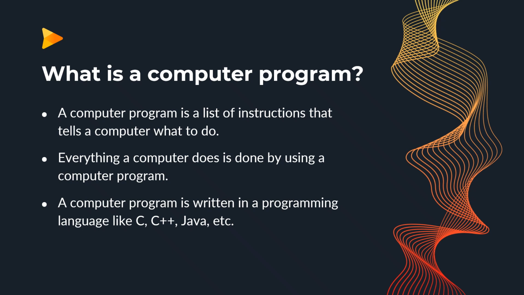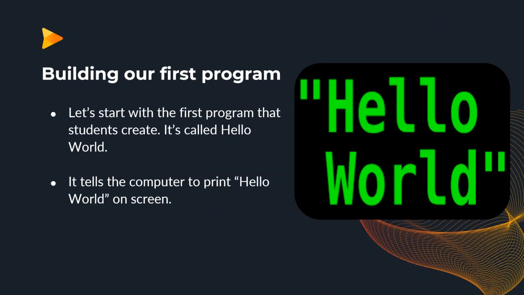A computer program is written in programming languages like C, C++, Java, etc. There are various types of programming languages. We can use anything, but in this course we are going to use Java. Now we have understood what a program is, so we are going to build our first program.